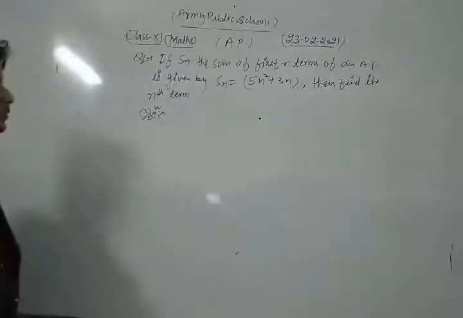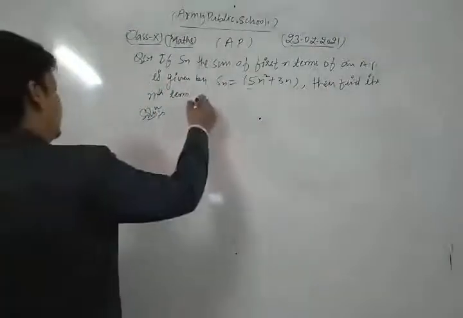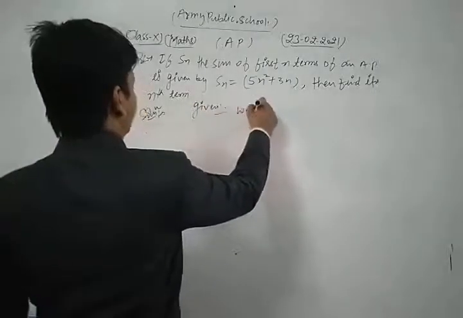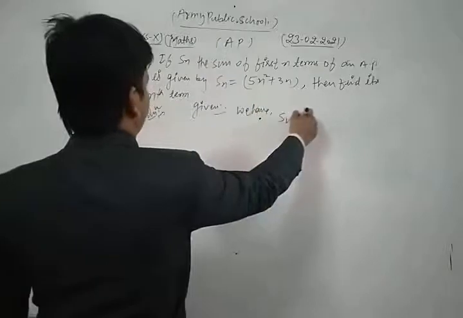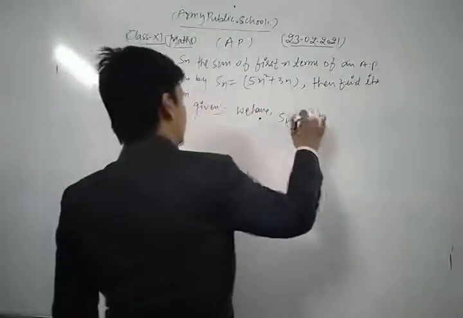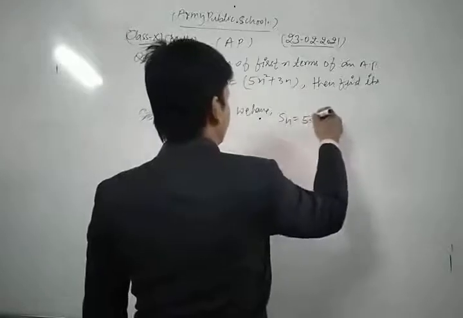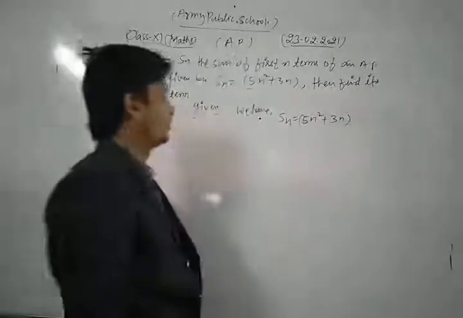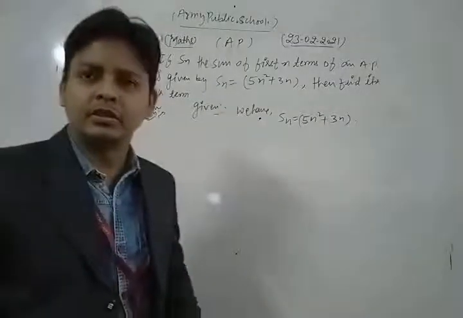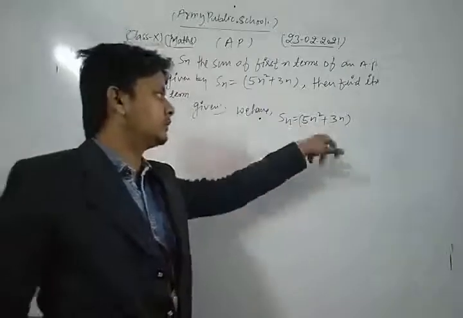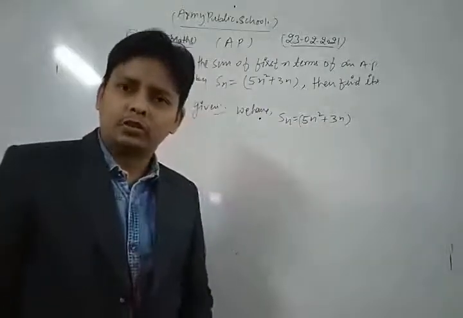First of all, in that question, we write here what is given. In that question, we have the sum of n terms given. The value of the sum of n terms Sn is equal to 5n square plus 3n. Okay, dear students.